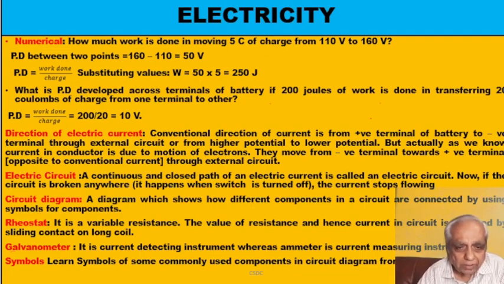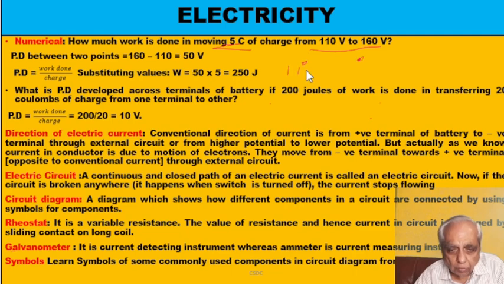How much work is done in moving a charge of 5 coulomb? So I've got a charge of 5 coulomb, and I'm moving from 110 volt to 160 volt. So there are 2 points. This is 110 volt. I am moving from 110 volt to 160 volts. So my potential difference is 160 minus 110, which is 50 volt.